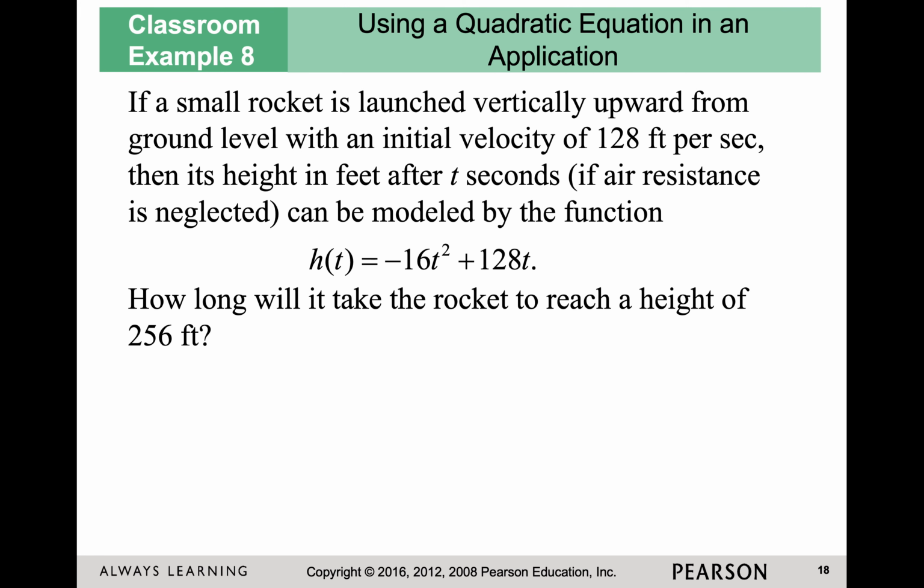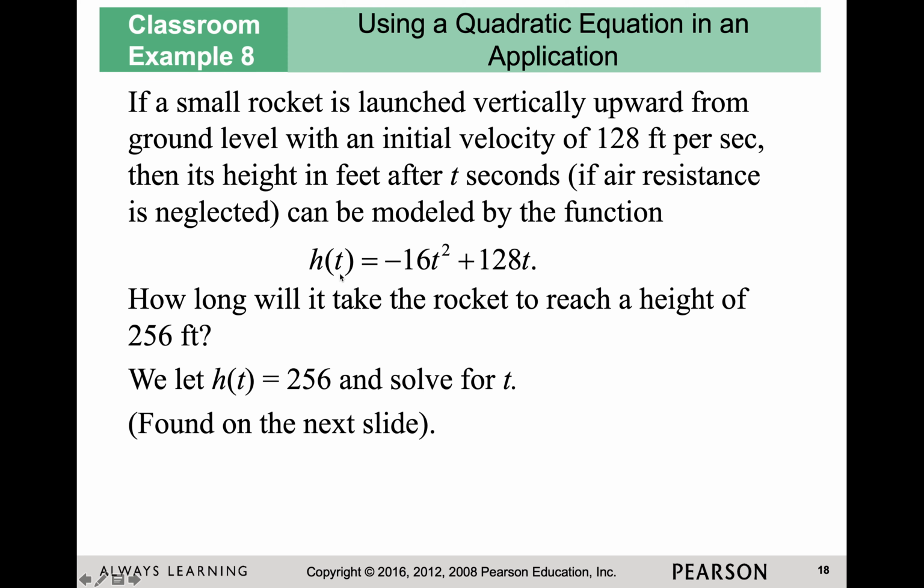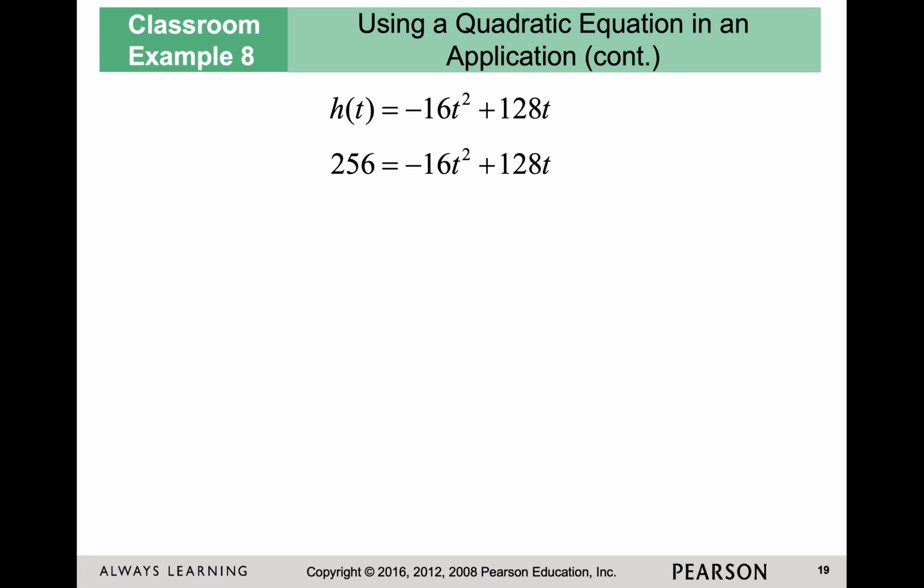Now here's another example where we have a small rocket, and I'm given a quadratic equation to describe the rocket. And I want to know how long is it going to take it to be a height of 256? Well, if this function describes the height, that means I need to set it equal to 256. To solve any quadratic, you've got to get everything moved to one side. So I'm going to add 16t squared. I'm going to subtract 128t.